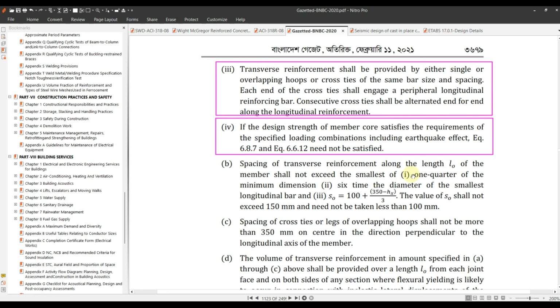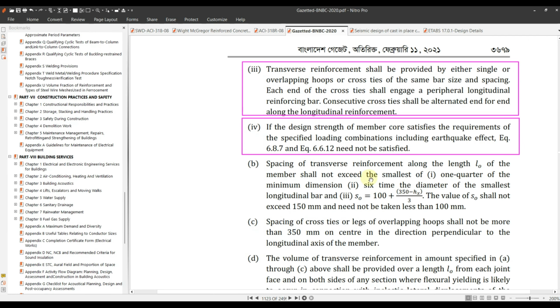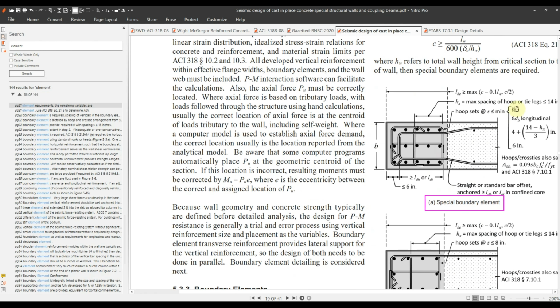The code says for a column that it shall be lower than 1/4 of the minimum dimension. In the case of a shear wall, the minimum dimension is the width of the wall. If we look at this again, this b is the lowest dimension of the shear wall. So b/4 was the formula in the case of a column, 1/4 of the minimum dimension. But in the case of a shear wall, you can take it as b/3. So if your wall thickness is 12 inches, then 12 divided by 3 will be 4. But in the case of a column, it was 12 divided by 4 equals 3 inches. So there's a great relief here. It's a good thing.